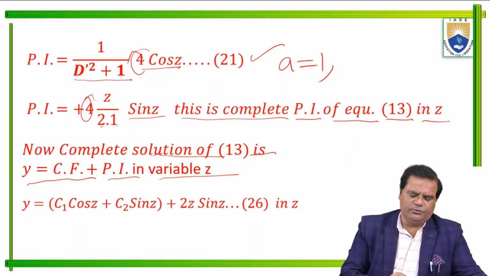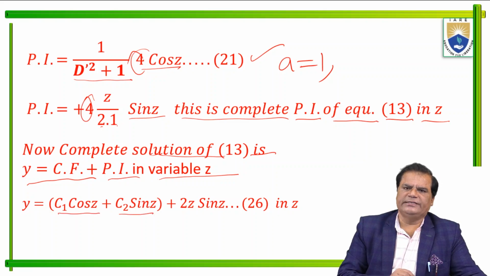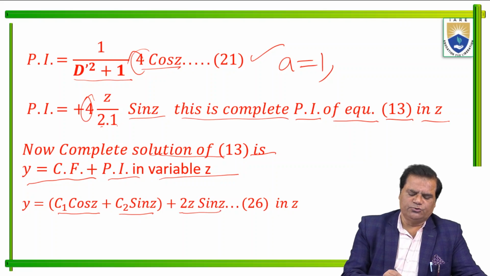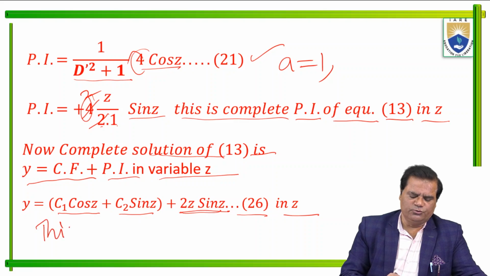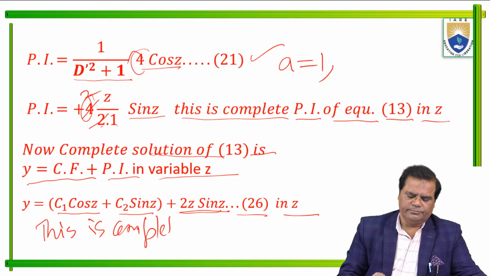So here y equals c1 cos z plus c2 sin z, the CF in z, this is the CF of 13, and PI. This 2 cancels, 2z sin z. This is equation 26, the answer in z. The z answer means this is the complete solution of equation 13.